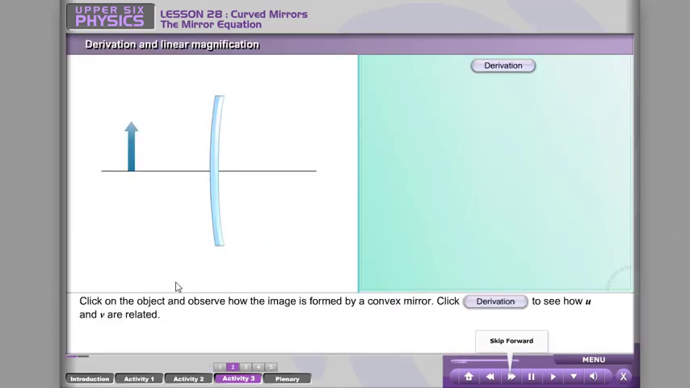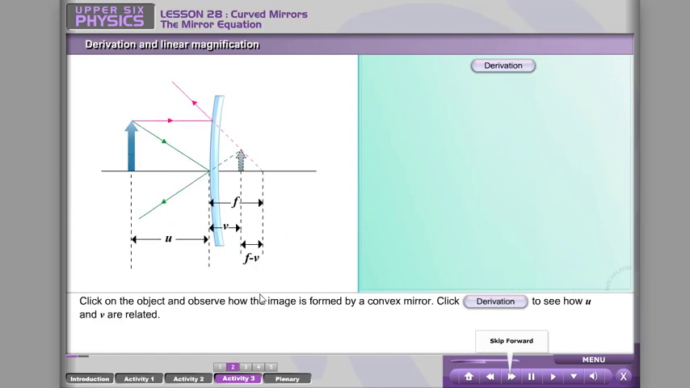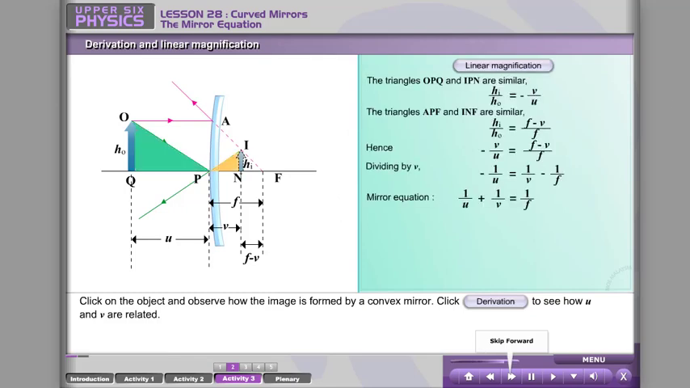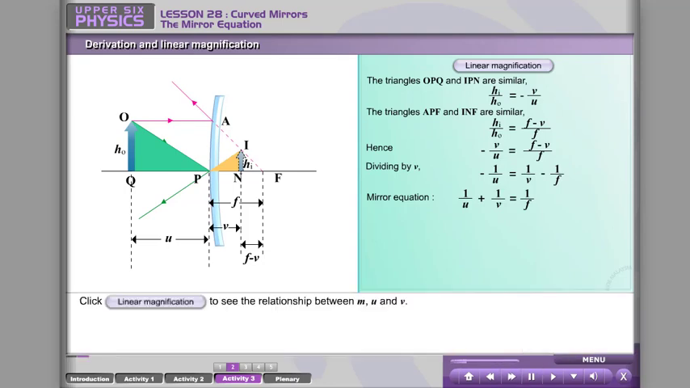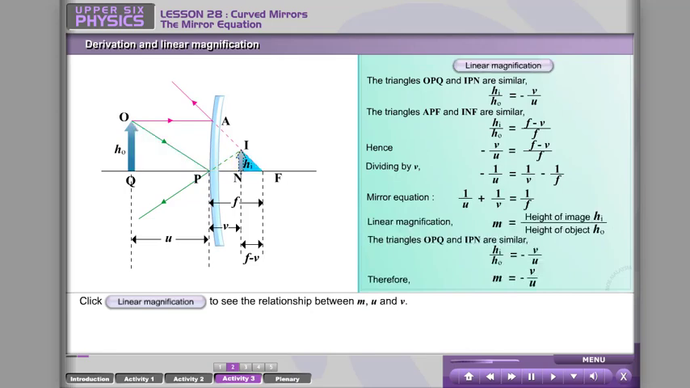Click on the object and observe how the image is formed by a convex mirror. Click the derivation button to see how u and v are related. Click the linear magnification button to see the relationship between m, u, and v.